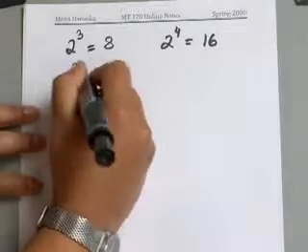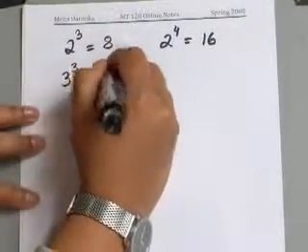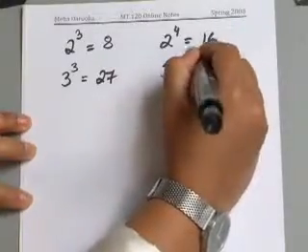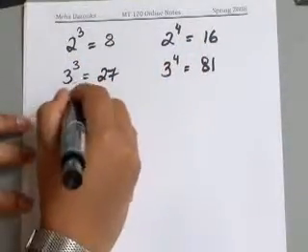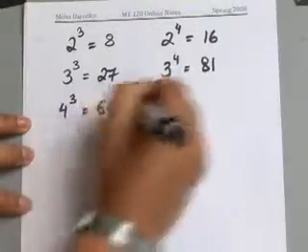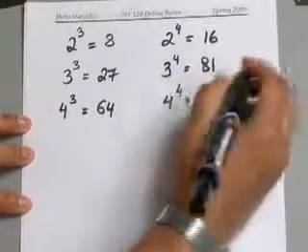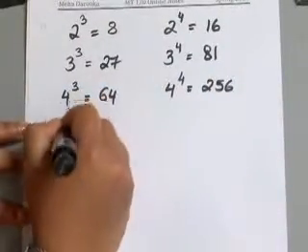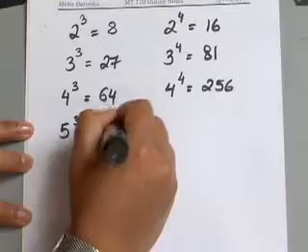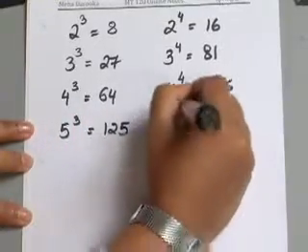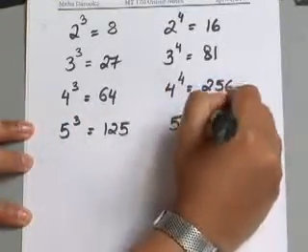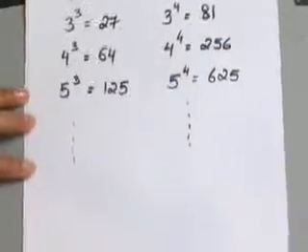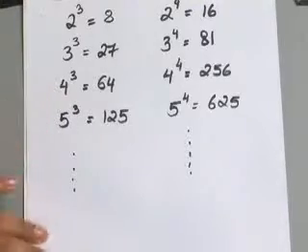Okay, you have 3 to the third power, which would be 27. 3 to the fourth power would be 81. 4 to the third power, 64. 4 to the fourth would be 256. 5 to the third, let's say, is 125. 5 to the fourth power would be 625, and so on. Go ahead and do it at least for 6, 7, 8, and 9.